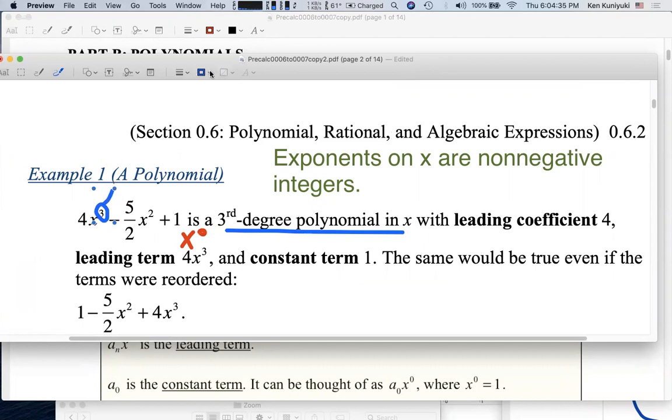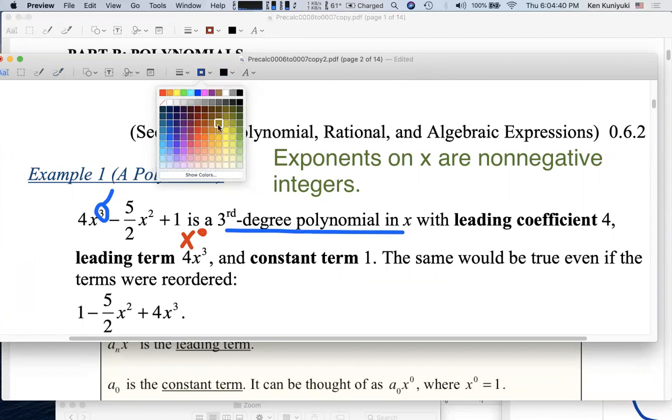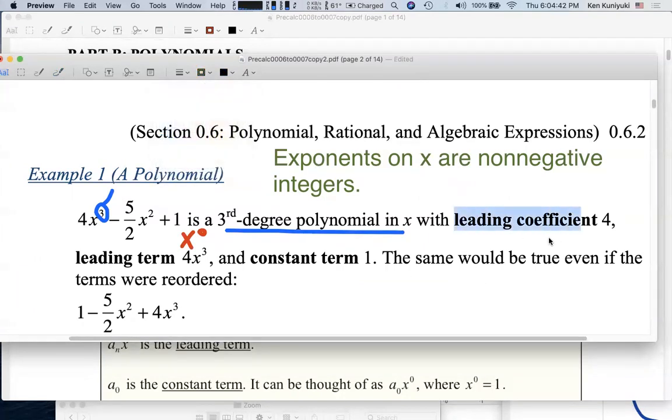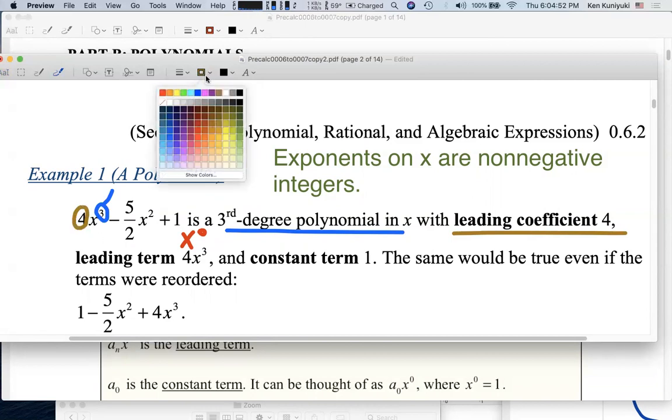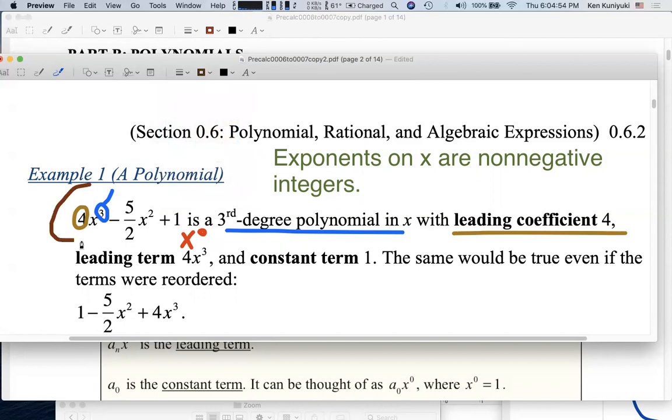The leading coefficient is the 4 here. Now, the degree and the leading coefficient are both obtained from this term, which is called the leading term. The leading term is 4x to the third. It's the term containing the highest power of x, the x to the highest exponent, the degree. 4 is the leading coefficient, 3 is the degree.